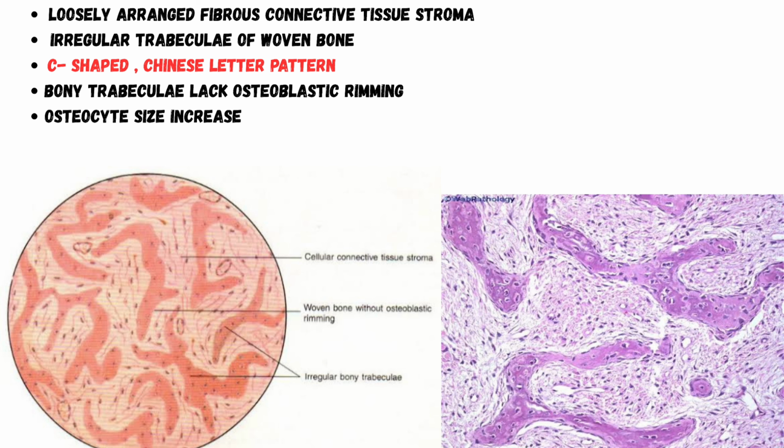One is the irregular and immature bony trabeculae, that is your Chinese letter pattern. The second is the absence of osteoblastic rimming. The third is about the fibrous stroma, which contains spindle-shaped fibroblast-like cells. The fourth is the presence of osteoid.